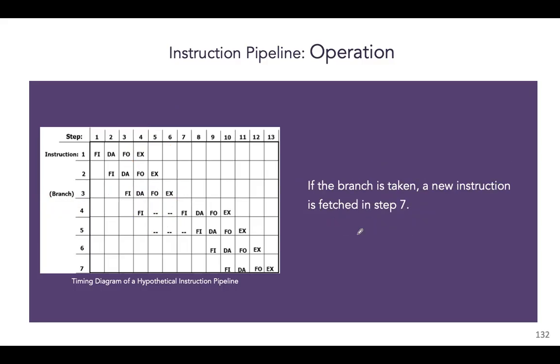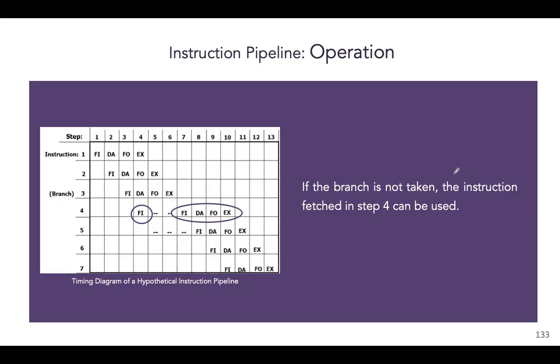Now, if the branch is taken after the branch instruction 3 is executed in step 6, if we decide that the branch is going to be taken, a new instruction is fetched in step 7. When this step occurs, the new clock pulse occurs, and a new instruction will be fetched. Whatever instruction the branch is taking us to, that will be fetched. But if the branch is not taken, then whatever instruction was fetched in step 4 can be used.